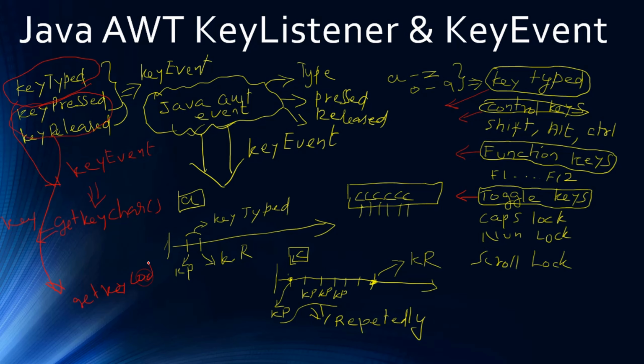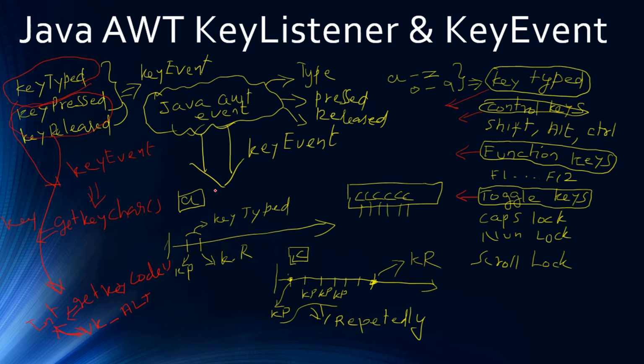You can use the getKeyCode method. The key code will give you an integer constant, and you can compare that with the KeyEvent constants. The KeyEvent constants start with VK underscore. For example, if you are checking for alt, we can use VK_ALT. We compare the integer returned by getKeyCode with the constant VK_ALT.